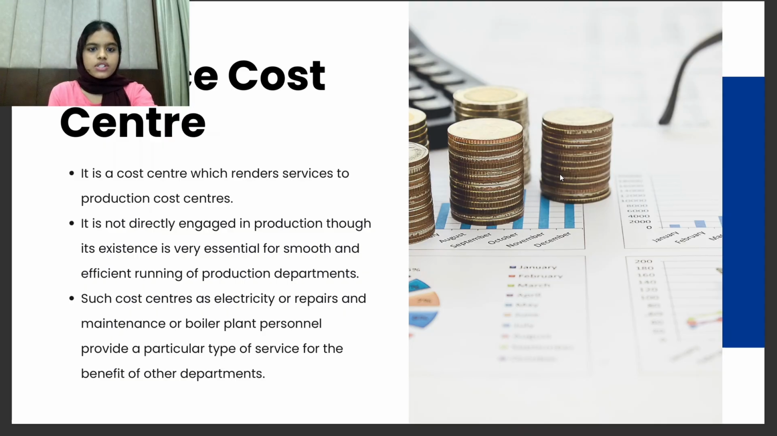The second one is service cost center. This is a cost center that helps production departments but does not produce the goods itself. Examples are maintenance, electricity, or boiler plants. They are very important because they are essential for smooth and efficient running of production departments.